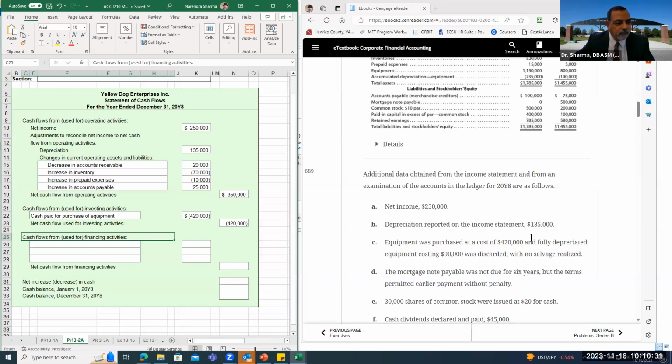All right. So that would mean, let's check that out. 200 to 500,000 is 300,000. So that is good. And then 100,000 to 400,000 is another 300,000. So 300,000 plus 300,000 is 600,000. And if you do 30,000 times 20, that will be 600,000. So we are good. So what we'll do is we will say cash received from sale of common stock.